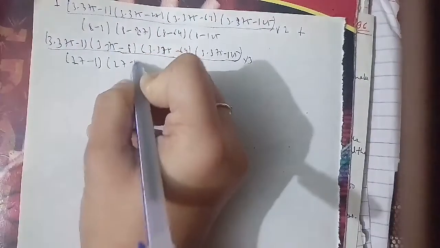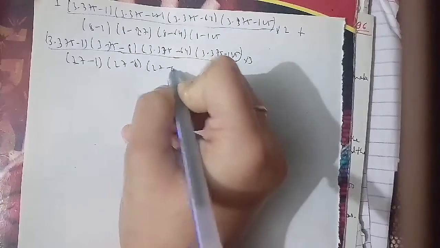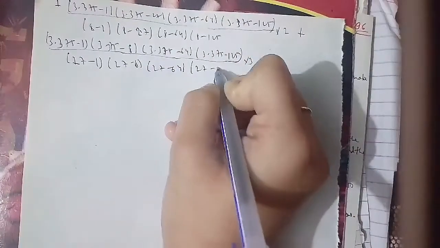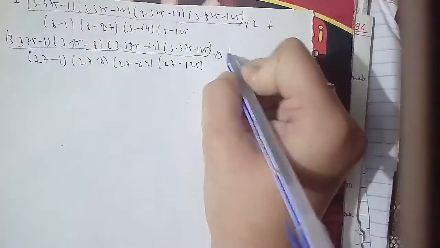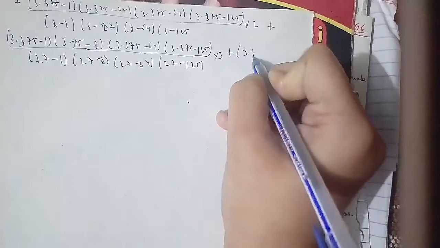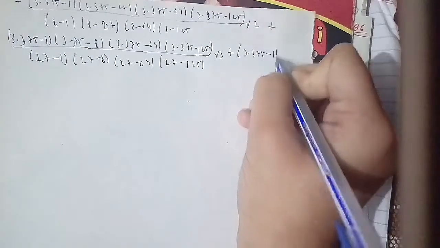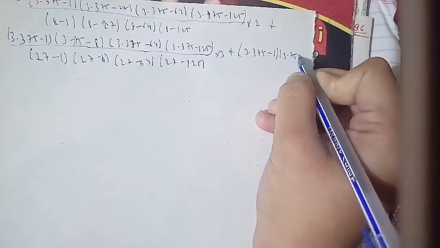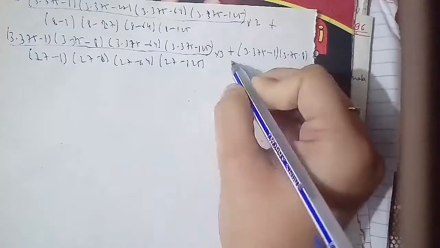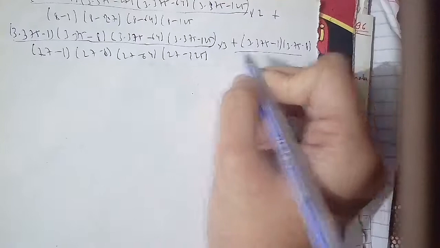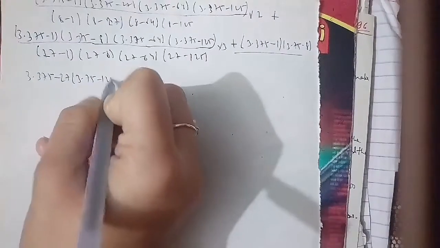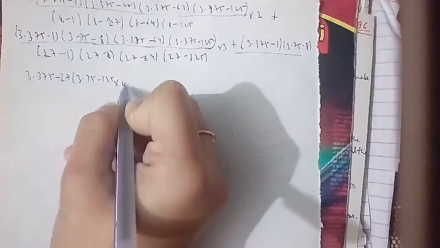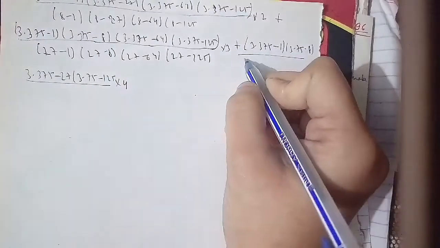Now plus 3.375 minus 1, 3.375 minus 8, 3.375 minus 27, and 3.375 minus 64, into 5, upon 125 minus 1, 125 minus 8, 125 minus 27, 125 minus 64.